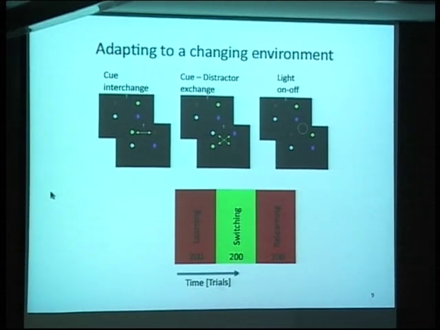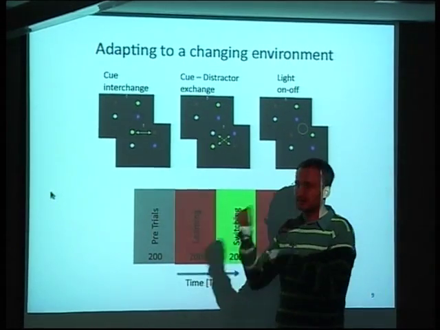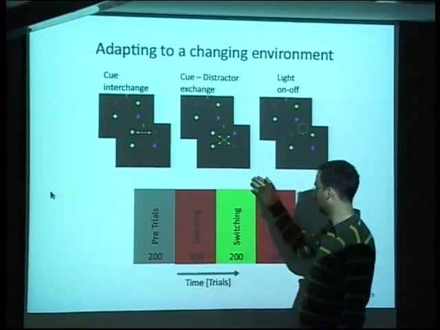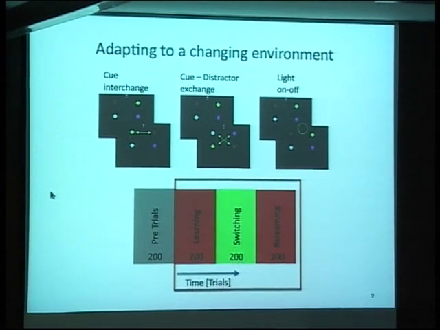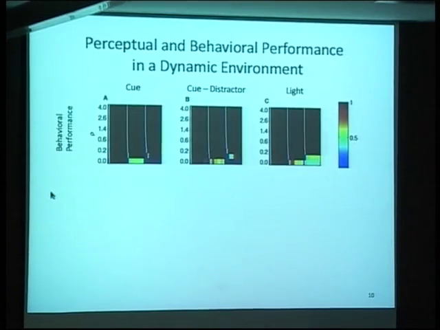To normalize the weights, I have 200 pre-trials. At this point in time, I just scramble all the weights. So what I can assure like this is that the weights here have the same statistics as here and as here. If we then look at the behavioral and perceptual performance just in this part, what we see is this.